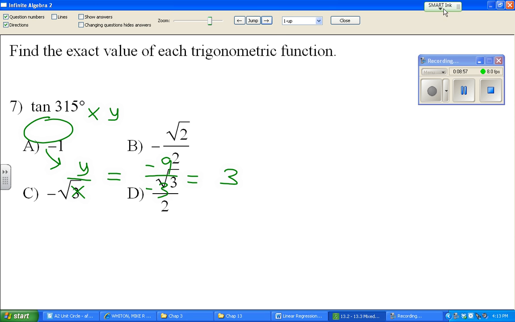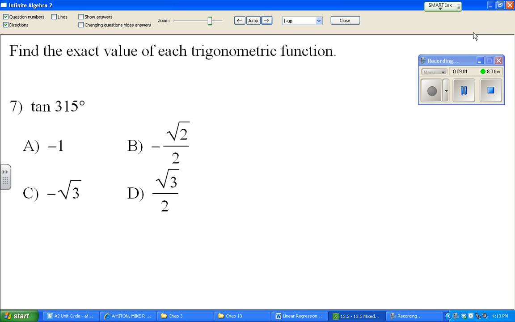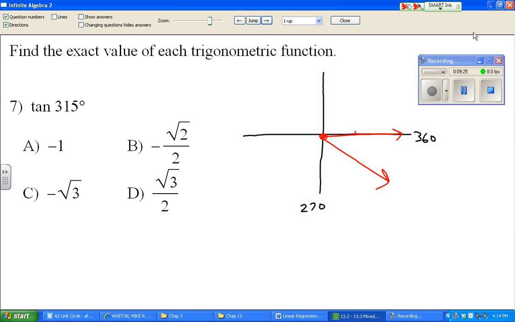Okay, let's see, finding exact trig values. So they gave us the tangent of 315 is what we need. Let's set this up with a little picture and see what we got going here. So 315 is going to be down in quadrant 4. It's actually right in between 270 and 360, right in the center there. So I know my angle will start in standard position and work its way around. There's theta. That's the 315.